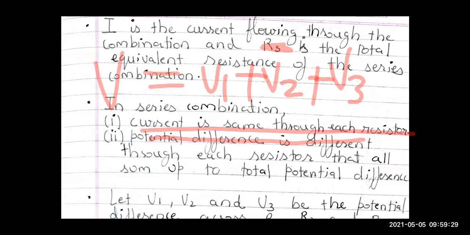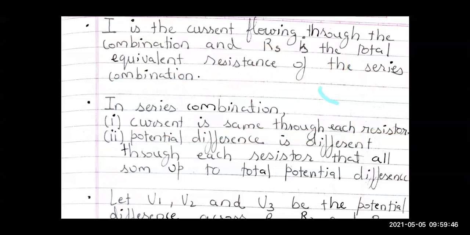So in a series combination, the current is the same at each and every point, for each resistor. But the potential difference is different, and all of them add up to give the total potential difference. Right, beta? Now, let's move further.